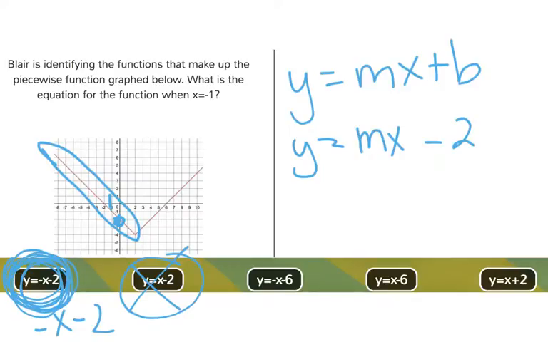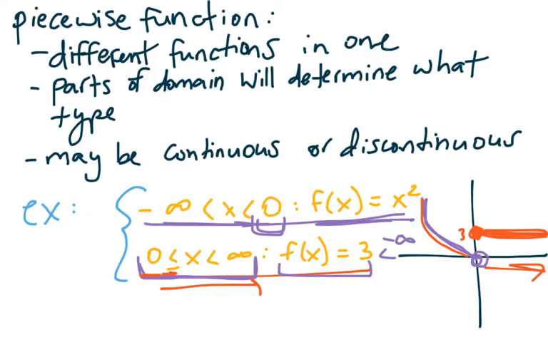One more thing to note, this function is a continuous function. There are no gaps in the y values. However, this example from when we were defining a piecewise function, that is a discontinuous function. There is a jump and a gap in that function.